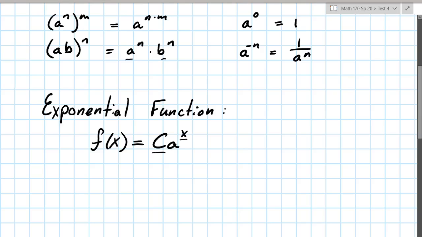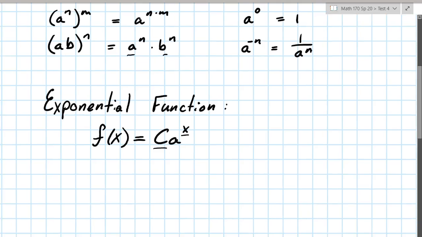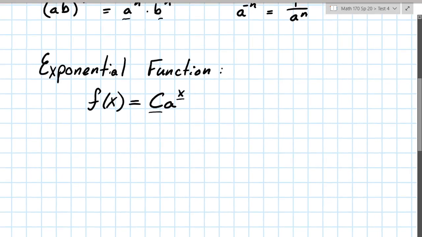c is sometimes called the initial value of the function. That is, when x is 0, a to the x is 1, so we're left with just c. And a is called the base or the growth factor. Exponential functions is why we're talking about this online instead of in class.